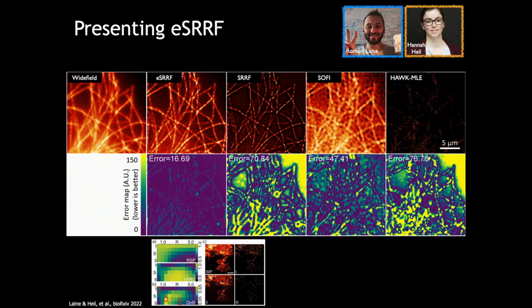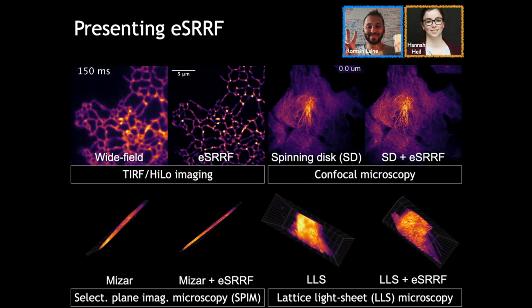So to give you a little bit of comparison, you can see on the bottom line there the error maps, for example, for eSRRF. We have a considerable improvement over SRRF. SOFI is a great algorithm. Also, we think that in many conditions we get much better quality than SOFI, and we have a comparison with HAWK, with a maximum likelihood estimator also.